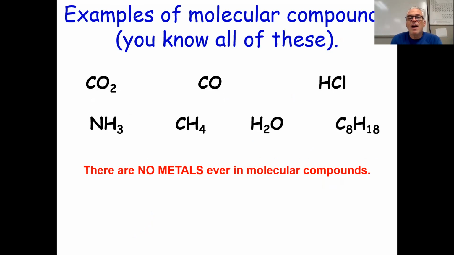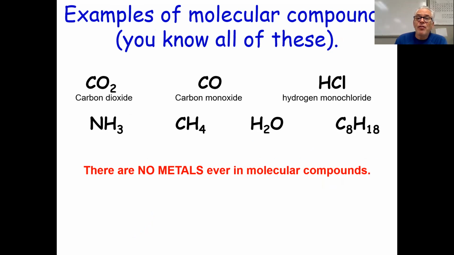Now, these are molecular compounds, and you know every one of them. We're going to go through their names just so you can be reminded that this is not so scary. First of all, there's no metals. Now, going across the top row, you know these, right? CO2. You knew this before you met me. Carbon dioxide. The middle one on the top is called carbon monoxide. That has one oxygen. And the third one, that would be called hydrogen monochloride.